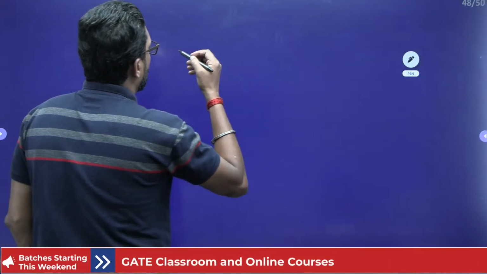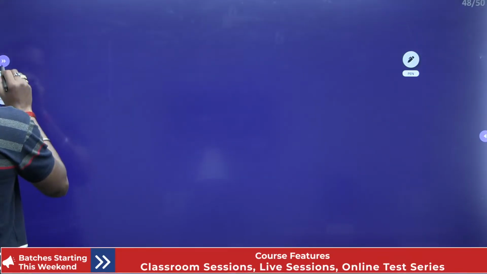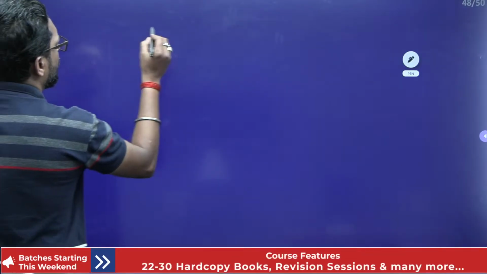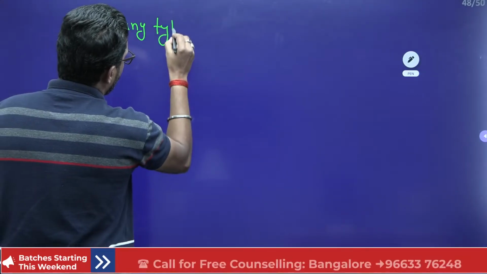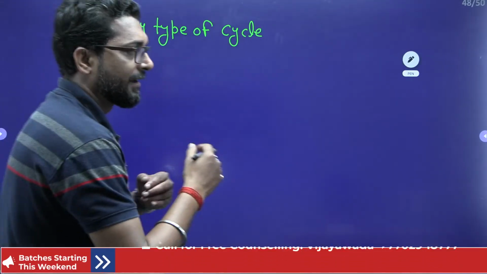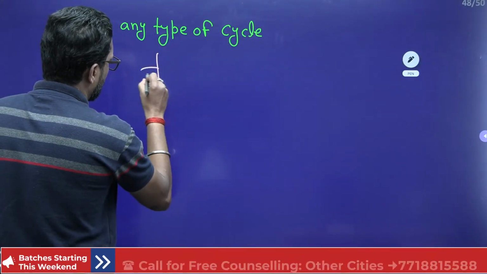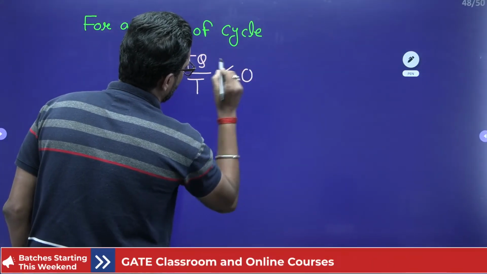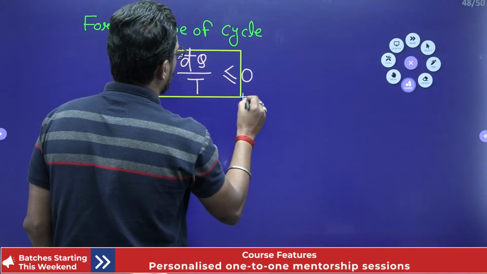That means, see, for any cycle, for any type of cycle, that means either reversible or irreversible, okay, the cyclic integration of dq by t is less than or equal to 0, okay, less than or equal to 0.